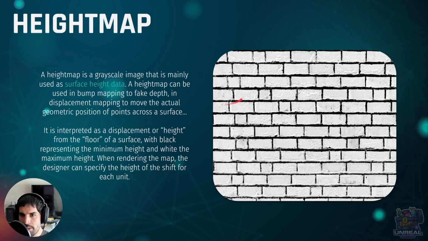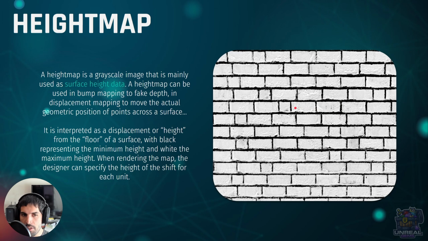Okay, so what is a height map? It's a grayscale image that we can use to store height data. So what does this mean? It is quite simple. With this and a technique called bump mapping or parallax mapping, we can fake depth. We can fake like the brick popping out of the surface and so on and so forth. We can also, depending on this map, change the actual geometric points. So we can change the geometry depending on this map.